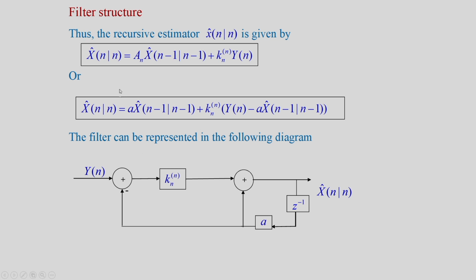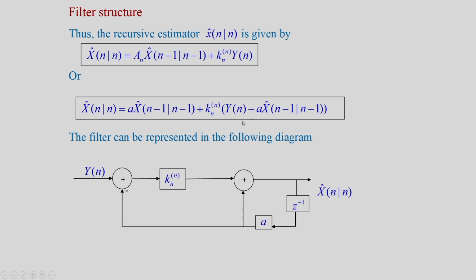So, we have a filter structure now, that is, the current estimator, that is the filter output, is a times the previous filter output plus k_n^n times y_n, or current estimator equals a times x hat n minus 1 given n minus 1, this is the delayed version of the filtered output, plus k_n^n, that is Kalman gain, multiplies y_n minus a x hat n minus 1 given n minus 1. This is the prediction error.